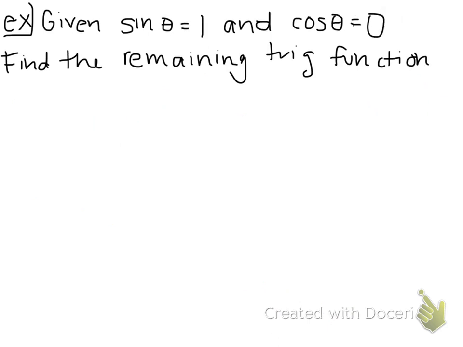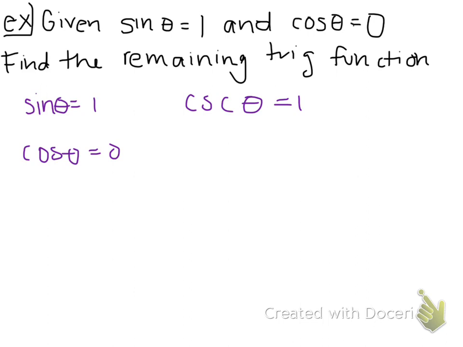So the next one, again, same idea. You're given that sine is equal to 1 and cosine is equal to 0, and they want you to find the remaining. So I have sine equal to 1, cosine equal to 0. Forgot to write that. So cosecant will be 1 because 1 over 1 is still 1. Cosine, however, when I flip this over, this is like a 0 over 1. So when I flip it, I get 1 over 0, which is undefined. So secant will be undefined.